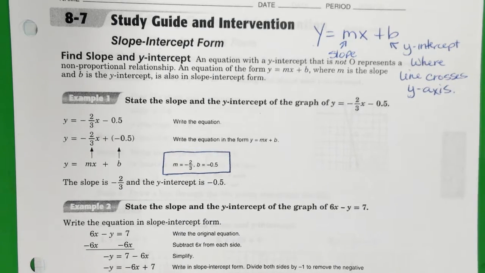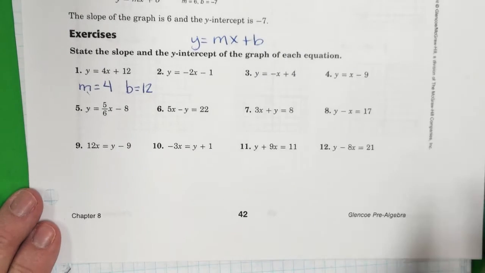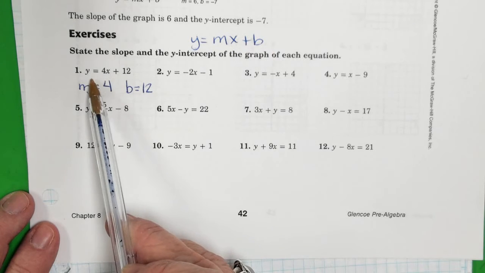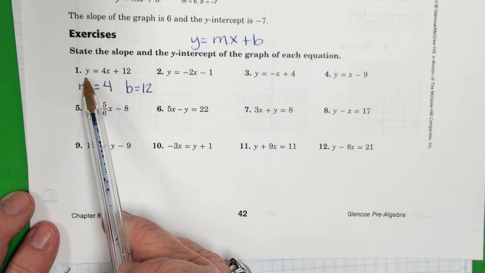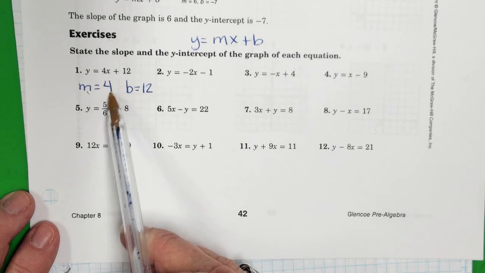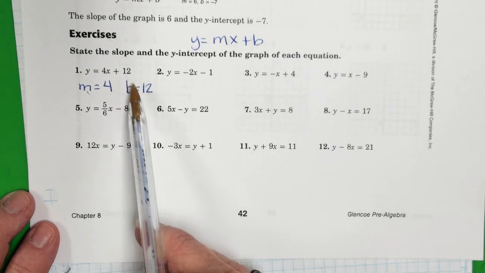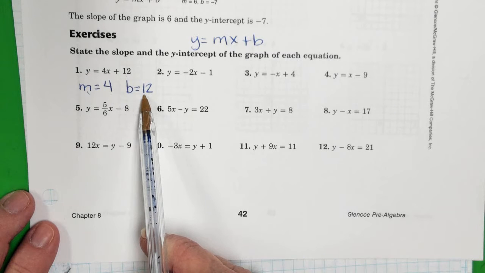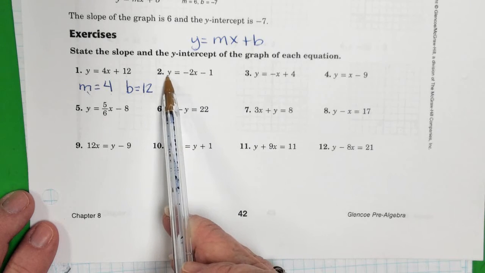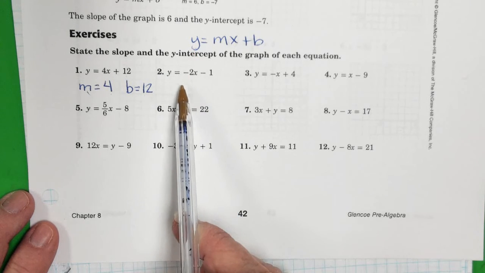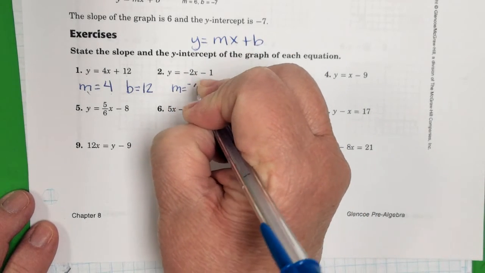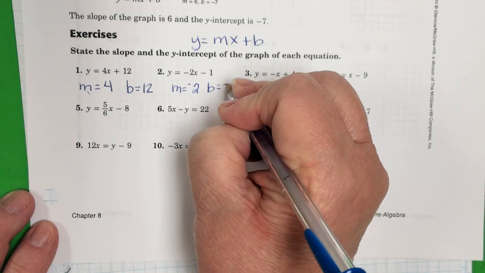Let's try some at the bottom. The first question you're going to ask yourself is, is the equation written in slope-intercept form? First problem, y equals 4x plus 12. Y is by itself. So the coefficient of x is our slope. The constant, which is by itself, is our y-intercept. Same thing with question 2. Is it in slope-intercept form? Y is by itself on the left-hand side. Negative 2 is going to be our slope. And our y-intercept is going to be negative 1.